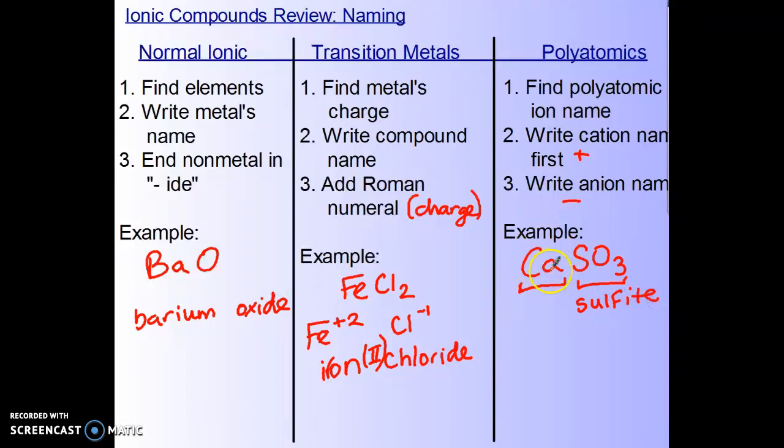This calcium, you know the name of it from the periodic table. It's just calcium, so the name of this compound is calcium sulfite. My cation is first, and then my anion, just like it is in the formula. Cation first, then anion. Okay, and this is a review of naming all of the different types of ionic compounds. And that's all we have for today.